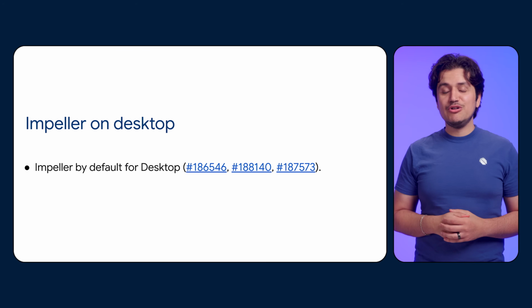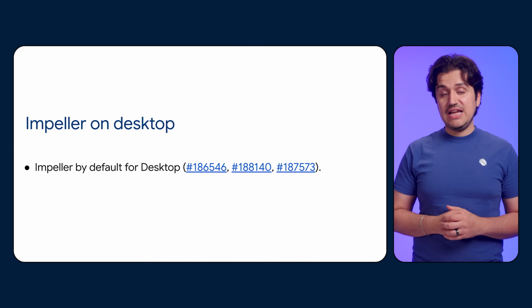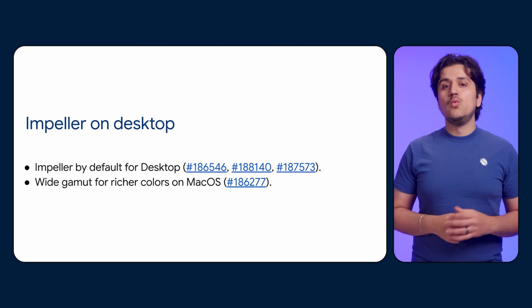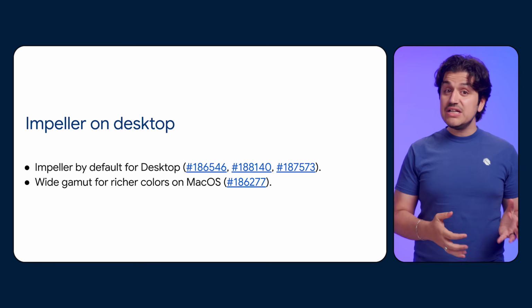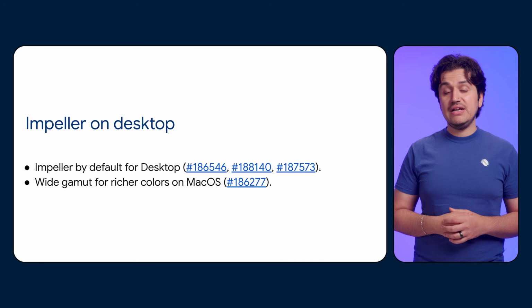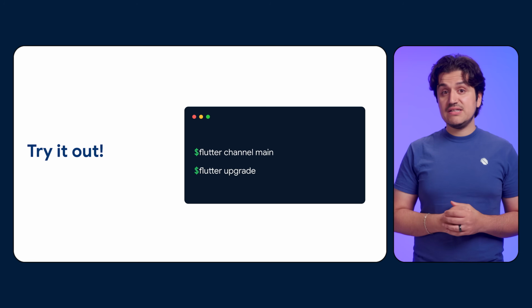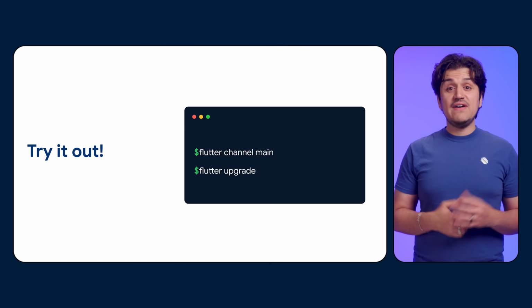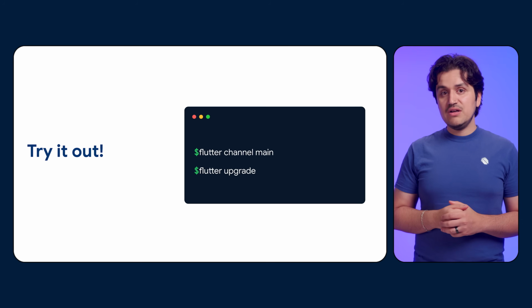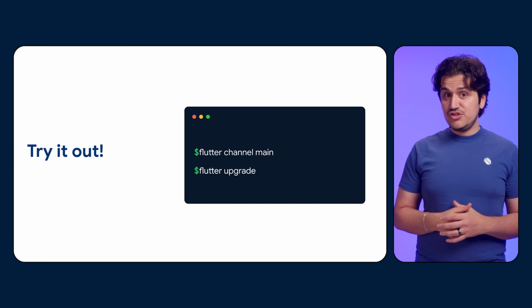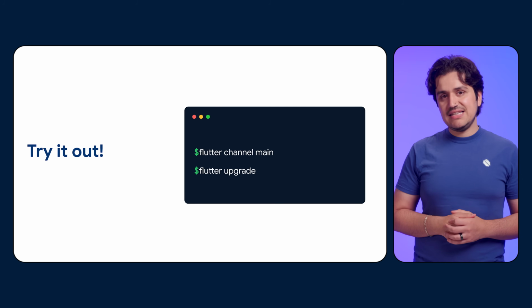We have reached a massive milestone. Impeller is now enabled by default on all desktop platforms, bringing buttery smooth animations and eliminating shader compilation jank. Second, wide color gamut is also enabled by default on macOS, delivering rich, vibrant, and precise color rendering on supported hardware. We strongly encourage you to try your desktop apps on the main channel today and file bugs if you encounter issues. Follow these steps to try out these latest changes before they land in the next stable release.